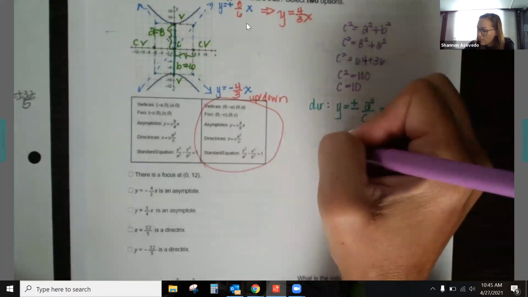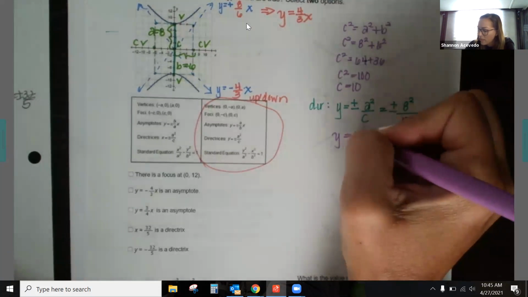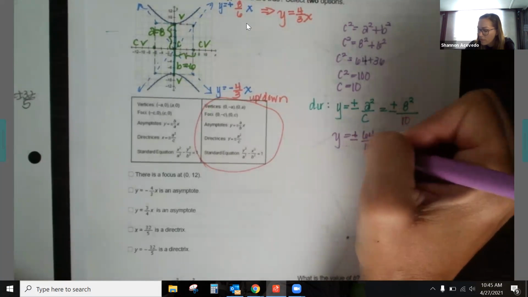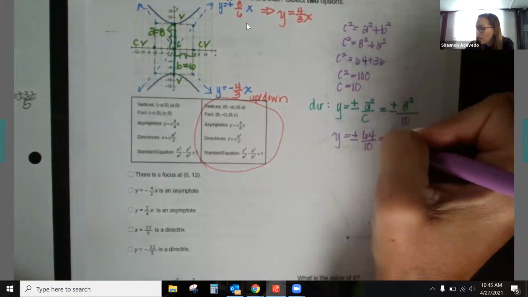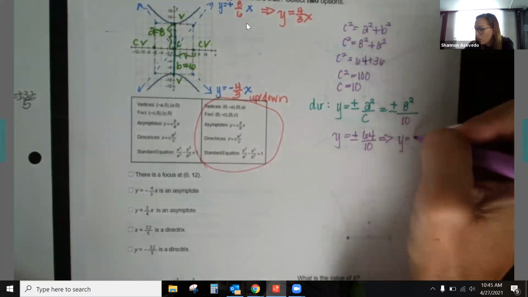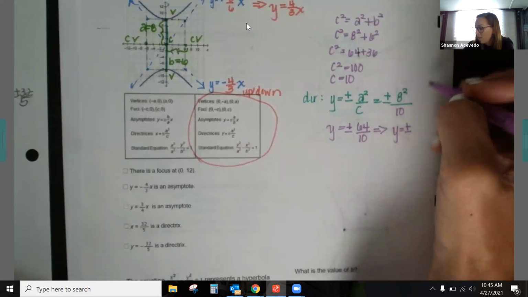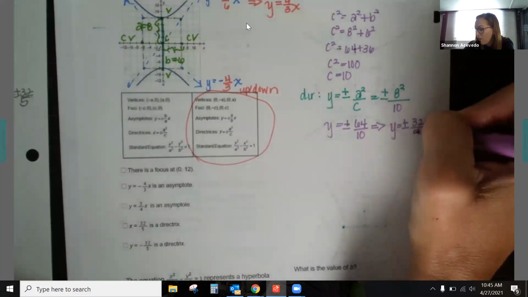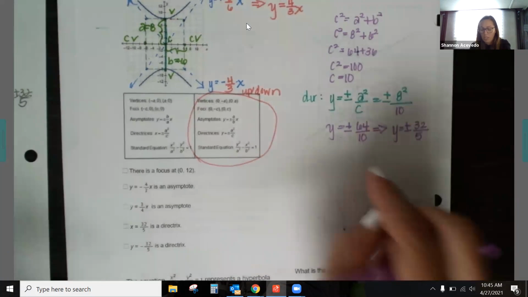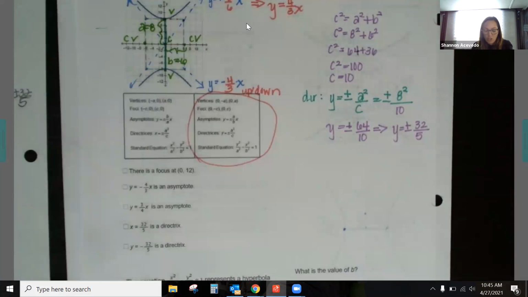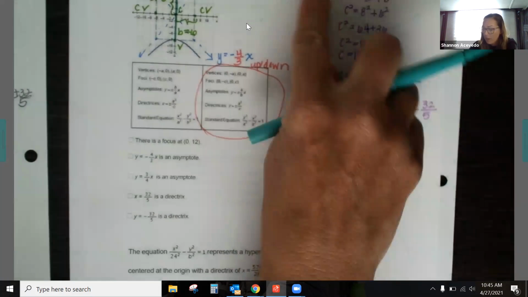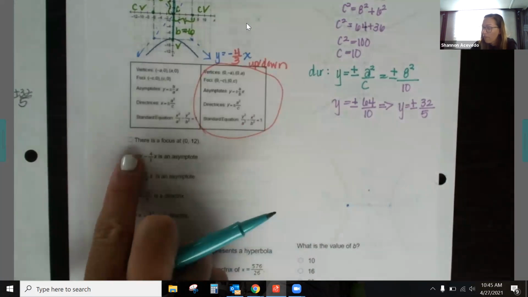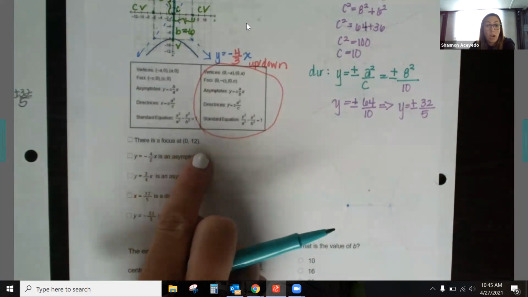So I have y is equal to plus or minus 64 all over 10, which can be cleaned up to y is equal to plus or minus 32 all over 5. 2 goes into both of them. That's the greatest GCF. So let's go check down our list. We need 2 options out of here, 2. So there's a focus at 0, 12.